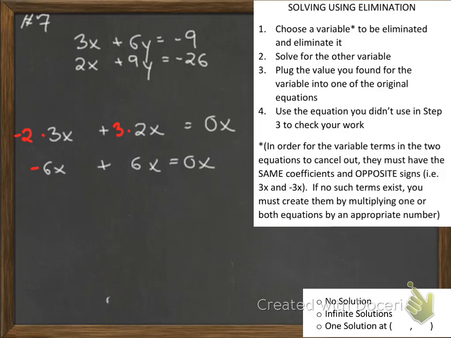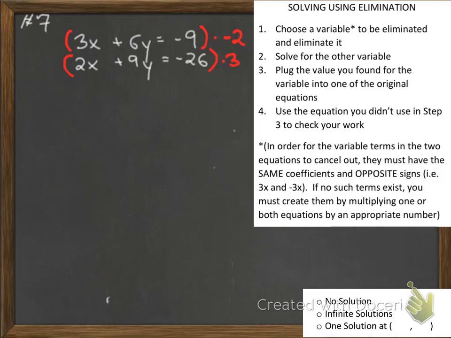So what does this mean? Well, that means that I have to multiply this whole first equation by negative 2, and I also have to multiply this whole second equation by positive 3. Okay, so let's take a minute and do that and see what happens. So 3x times negative 2 is negative 6x. 6y times negative 2 is negative 12y. Negative 9 times negative 2 is positive 18. Okay, so that's my first equation.